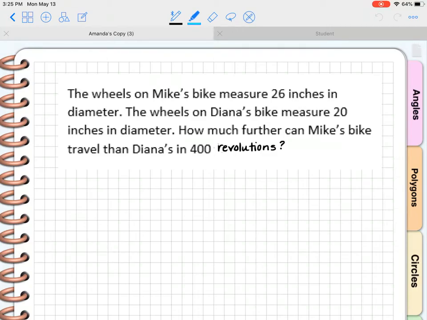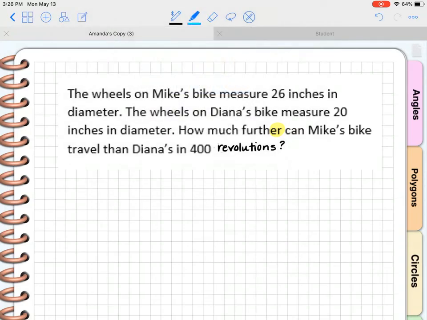The first thing I want you to notice in this problem is this word further, or farther it could be. Anytime you have a word that ends in ER, you're going to need to subtract at some point. If the question is asking about further, taller, shorter, longer, any word like that, it is a subtraction problem most always. So that's just a hint to watch for. I suspect some subtraction in here somewhere.